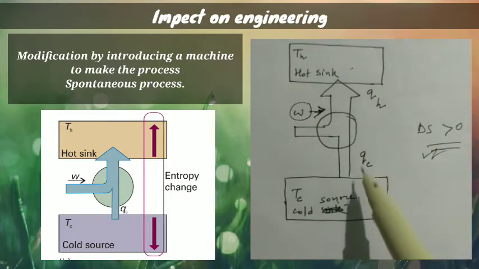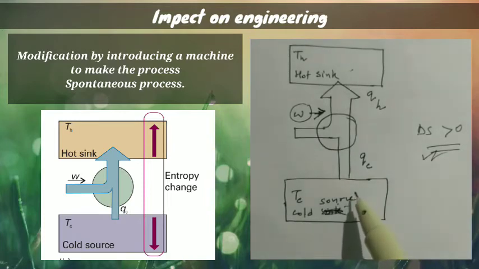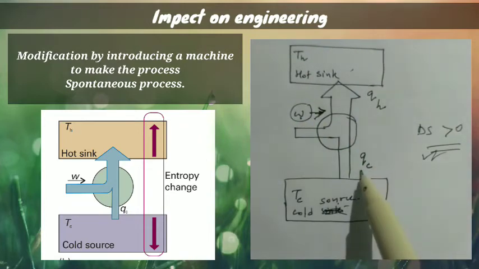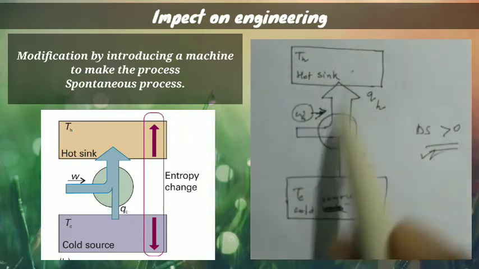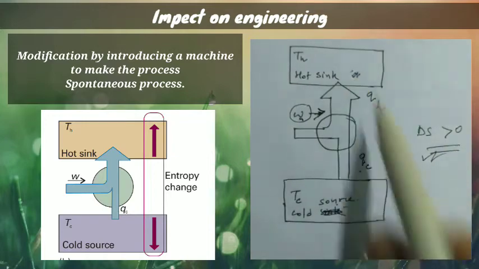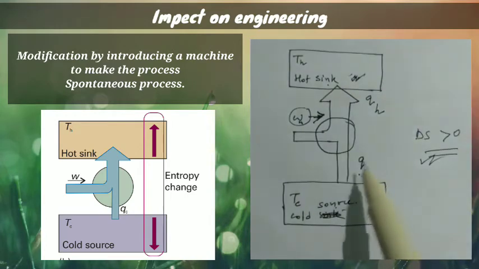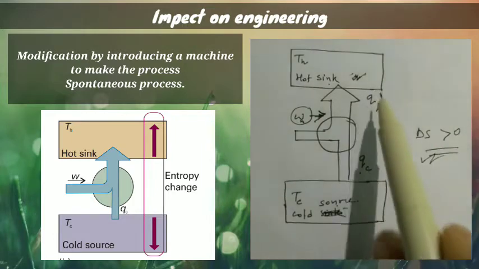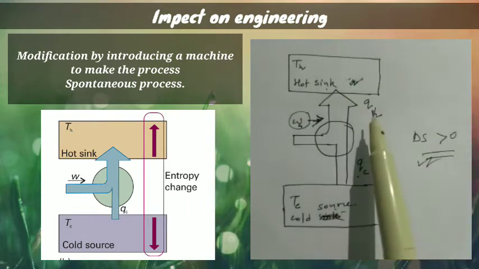So when we remove QC amount of heat from that cold source, and we additionally add W amount of work, the total amount of energy is W plus QC. This one plus this one. That means in the hot sink, QC amount of heat alone is not added. We are actually going to introduce QC amount of heat plus W amount of energy to the hot sink. Understand this point? This is a very important point. So let's suppose the amount of heat which we are going to introduce to the hot sink is QH.